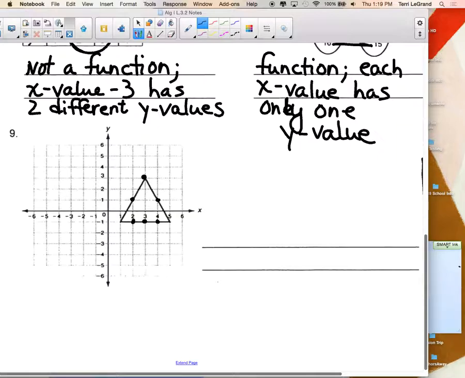How about 2.5? Yeah, that one does. So it looks like any x value between what and what? 1 and 5. So this is a function? It's not. Not a function.